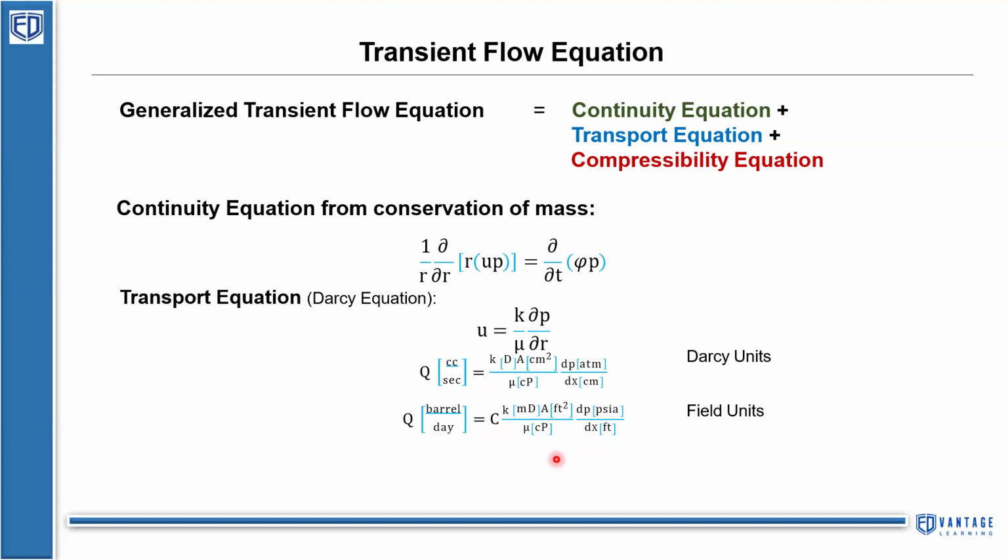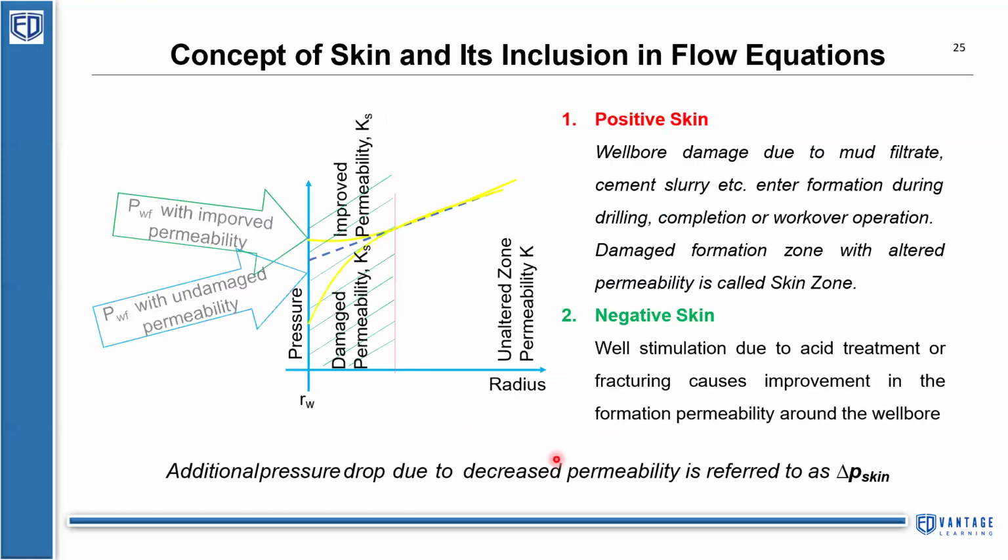That is a basis of well test. So the concept of skin and its inclusion in flow equations. So if you look at this typical response of pressure, in the near wellbore region, at a radius r equal to rs, the skin region. So you can see the pressure drop is constant till r is equal to rs, but below r is equal to rs, the pressure is either increasing or decreasing.